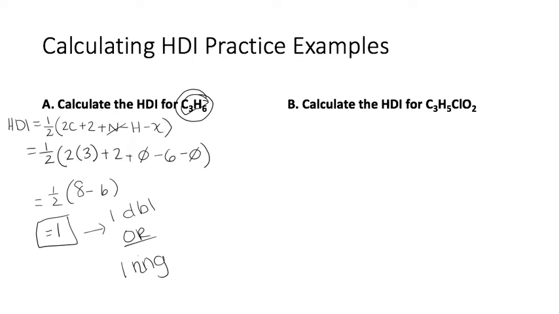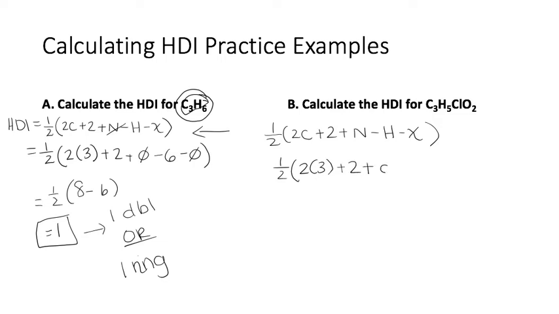Let's try and calculate the hydrogen deficiency index for C3H5ClO2. So I'm going to use the same formula here. I have 1/2 times 2 times the number of carbons plus 2 plus the number of nitrogens minus the number of hydrogens minus the number of halogens. So if I have 1/2 times 2 times 3 plus 2 plus the number of nitrogens, which I don't have any again, minus the number of hydrogens, which is 5, minus the number of chlorines, which is 1.